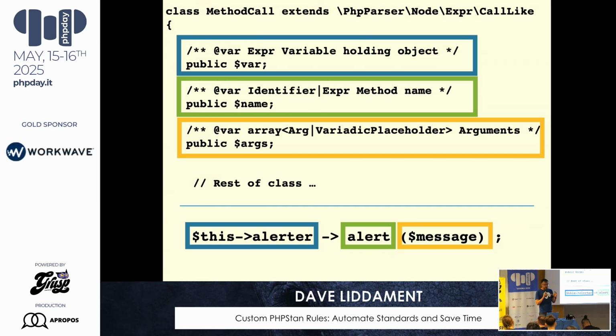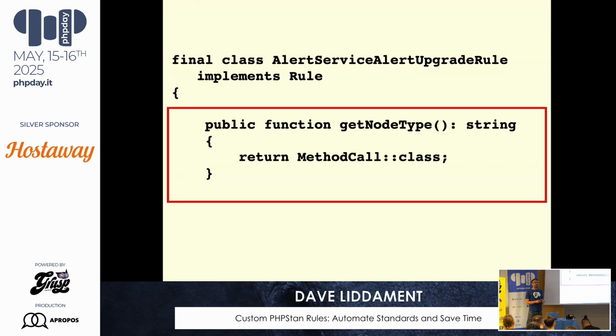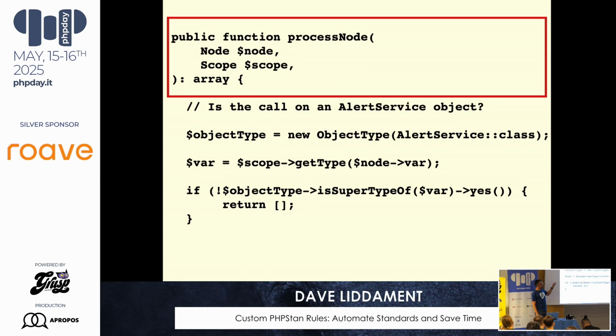So we're going to create a rule to find the bits in our code base that we need to change so we can do an upgrade. I'm going to call the rule alert service alert upgrade rule. I'm clearly not great at making names, but I suppose it sort of says what it does. And the node type that we're interested in is a method call. Hope that's all okay. And now the next step is we need to create an implementation for process node.